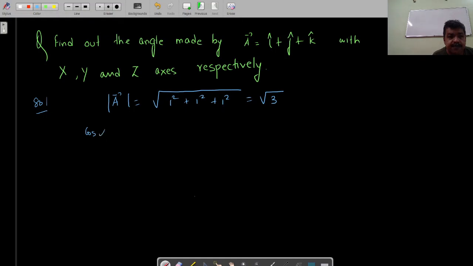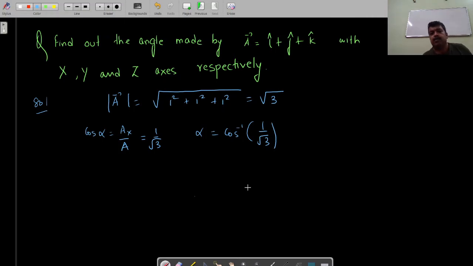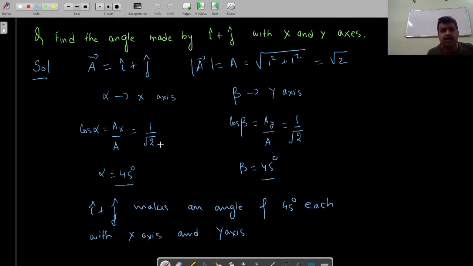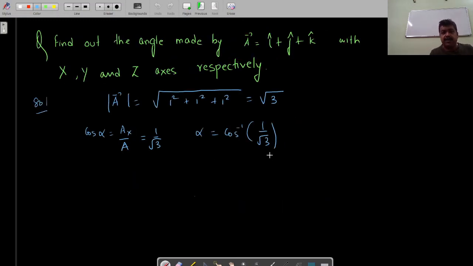Cos alpha is equal to ax by a, which is 1 by root 3. So I can write alpha is equal to cos inverse of 1 by root 3. I don't need to find the value of this cos inverse of 1 by root 3 because this is not a popular value. But 1 by root 2 is 45 degrees, that is known. That is why I have written the value of alpha and beta as 45 degrees. Here you can leave the answer at this point.